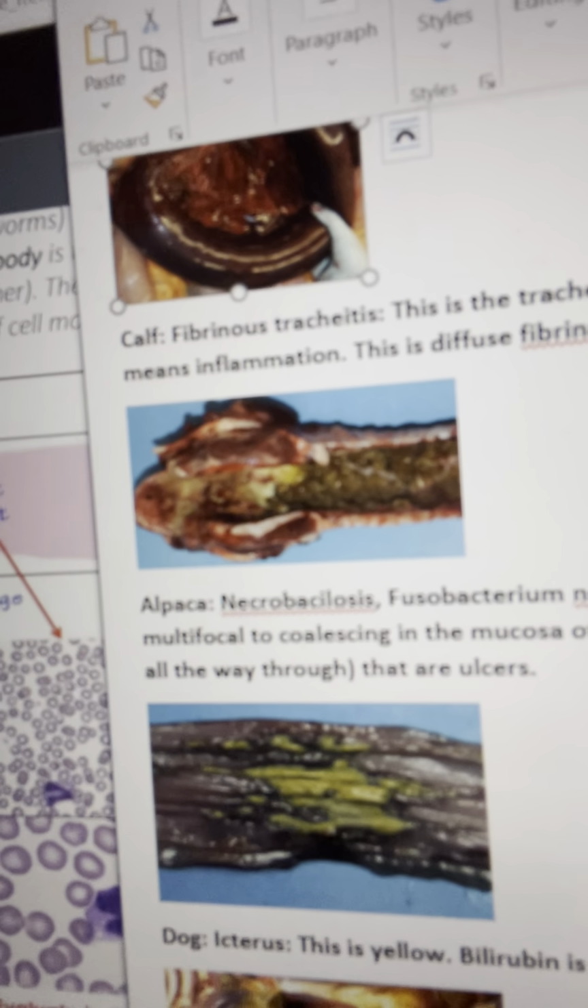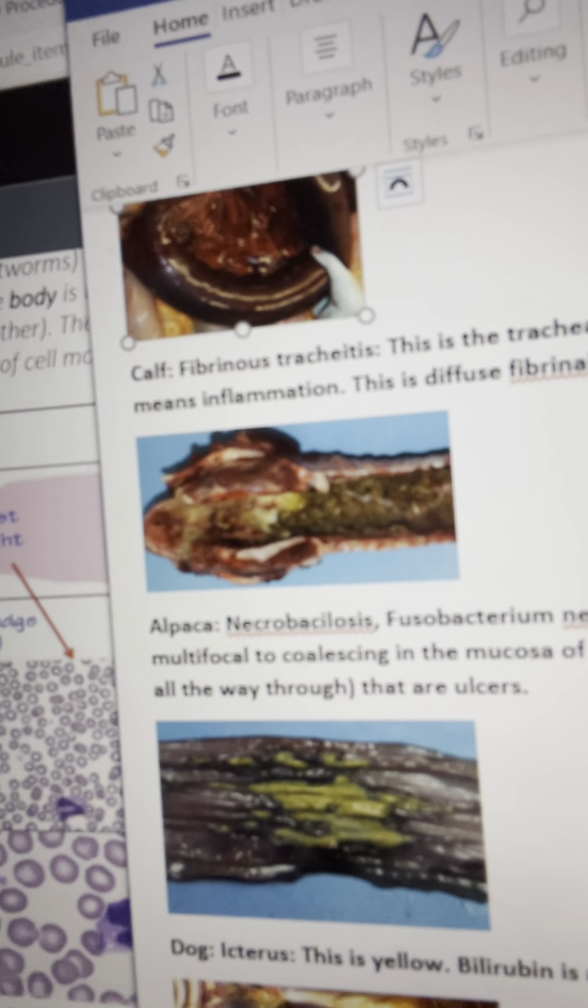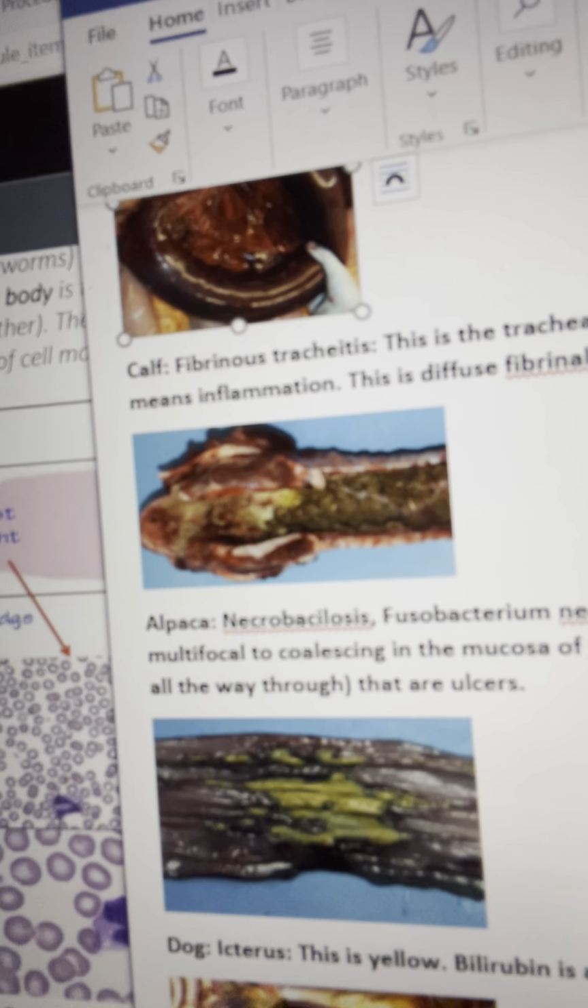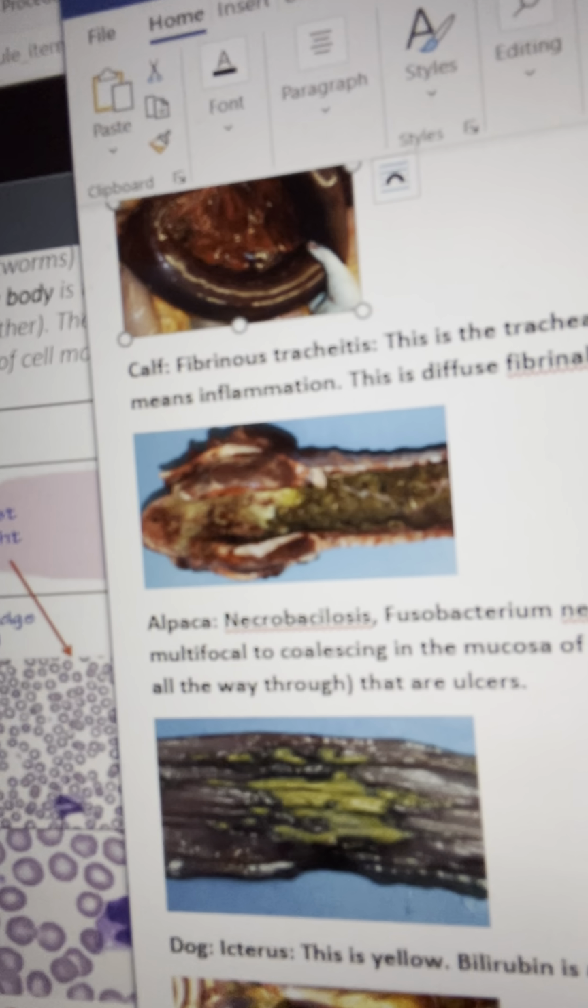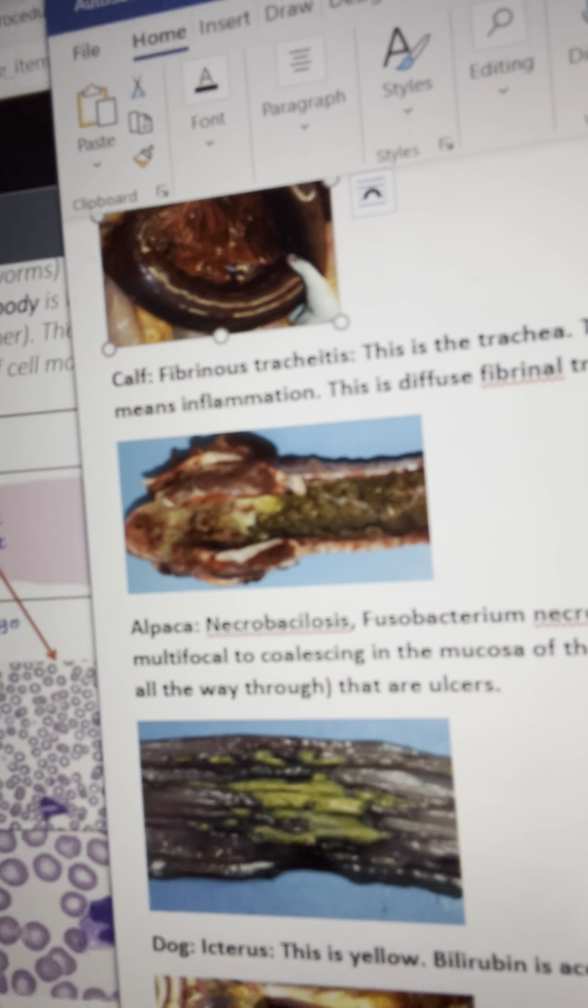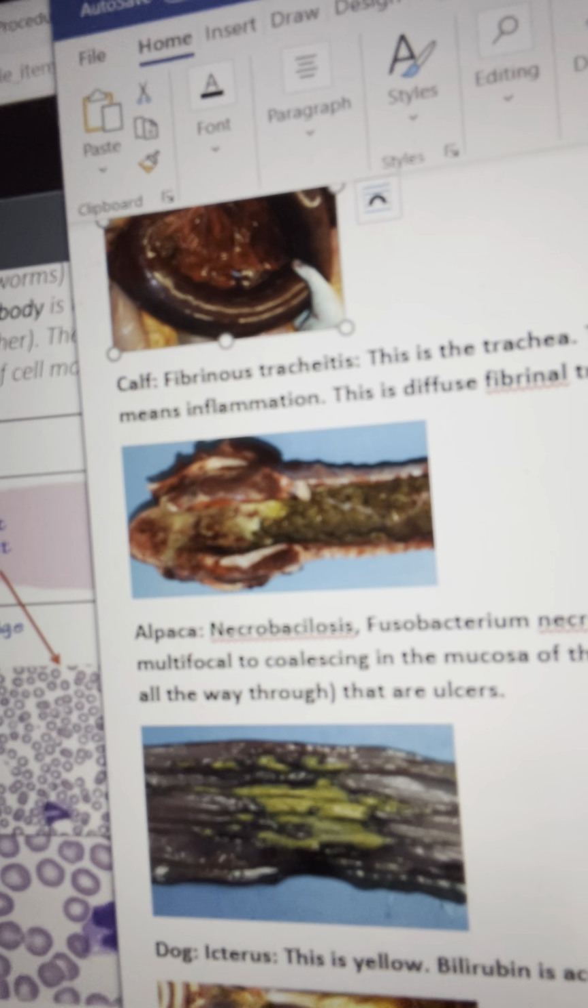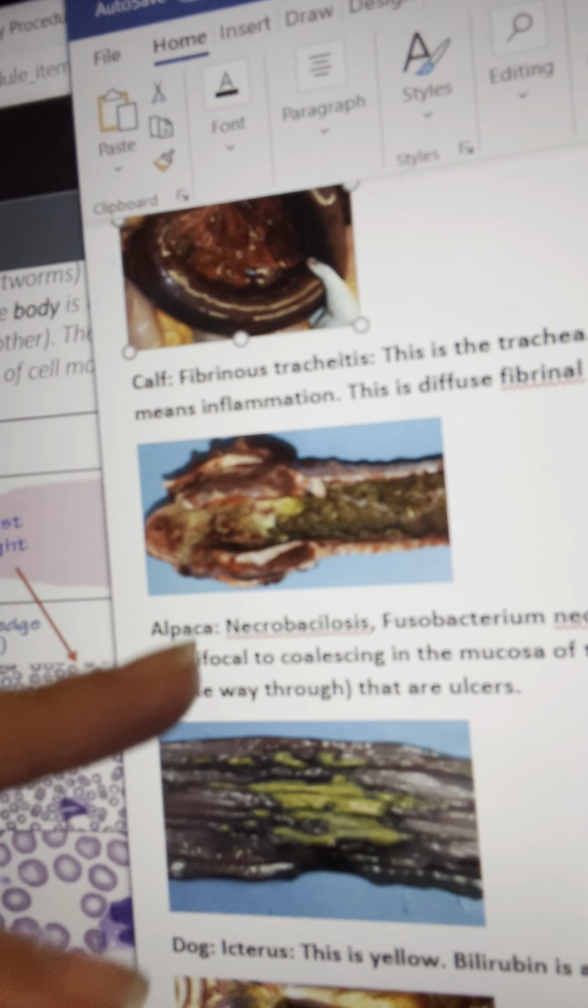Here we have a calf. This is the trachea of a calf. The color is brown and green. This is fibrin, which means inflammation. And this is diffuse fibrinous tracheitis, because it includes the whole organ.